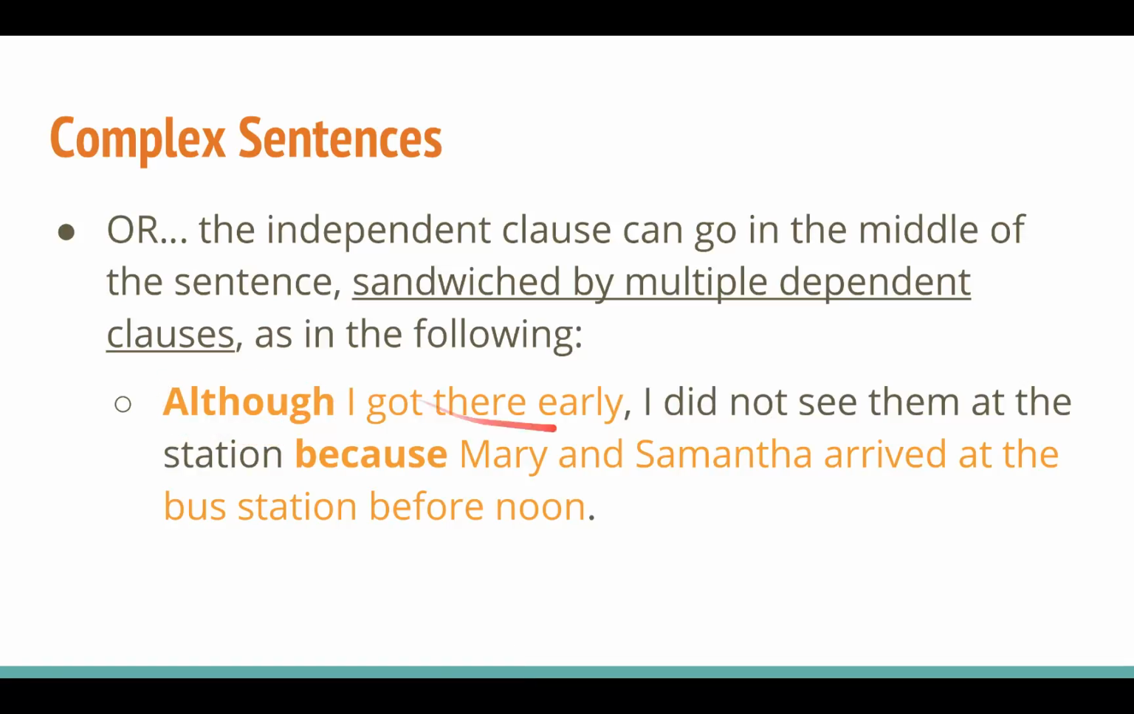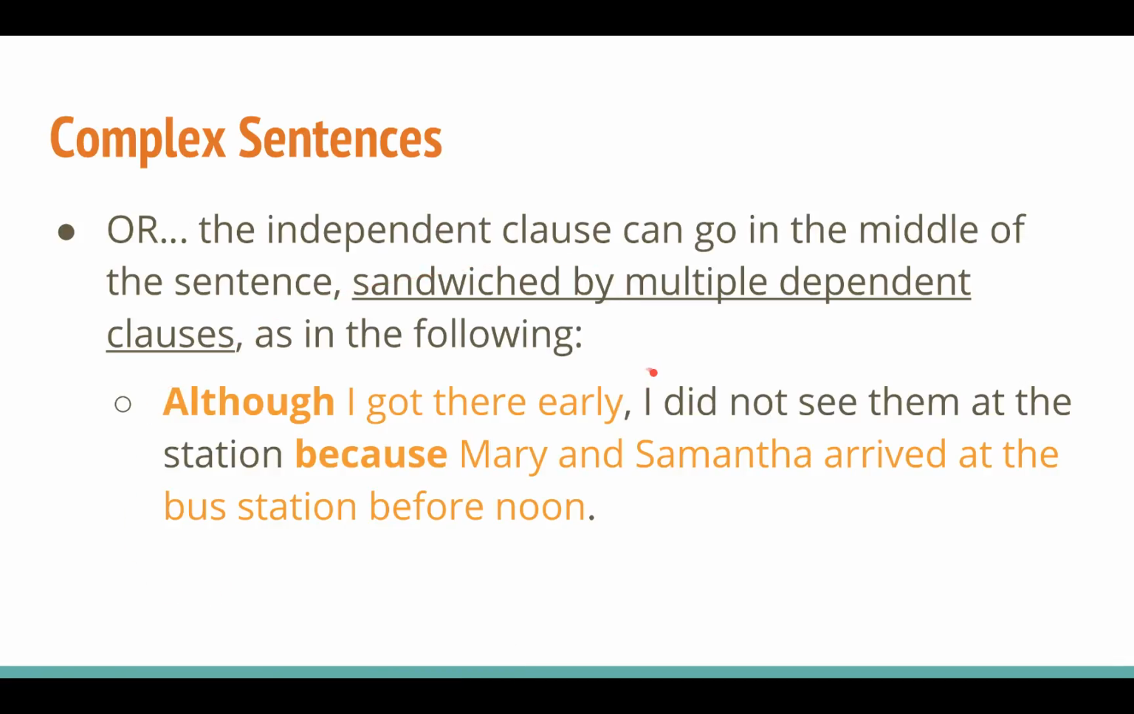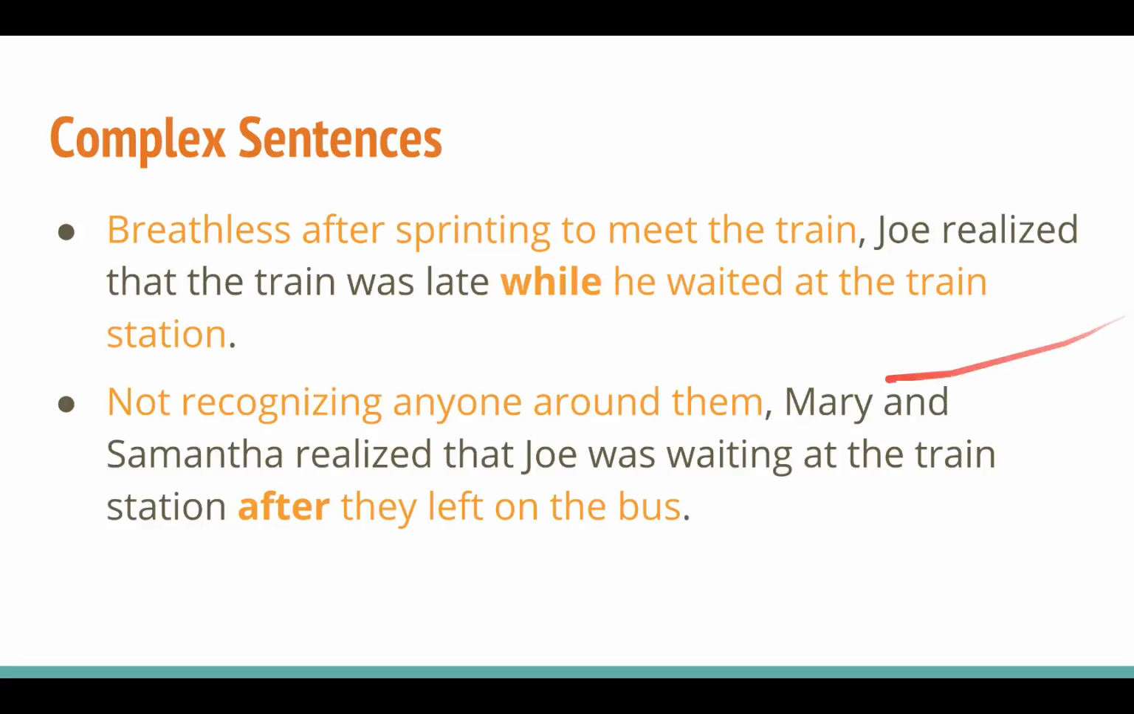So we have one dependent clause. I did not see them at the station, independent clause. Because, subordinating conjunction, Mary and Samantha arrived at the bus station before noon. So we have dependent clause, independent clause, dependent clause. It's kind of like a little clause sandwich there.